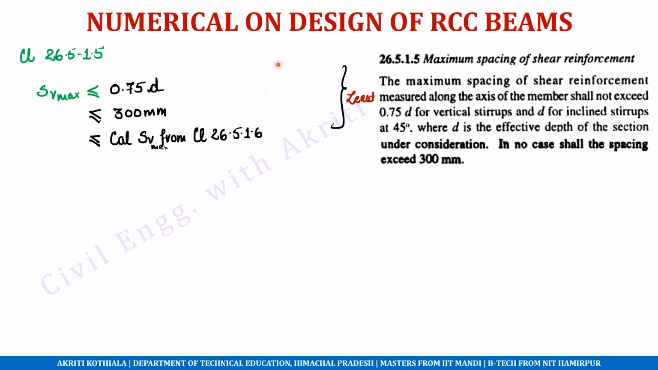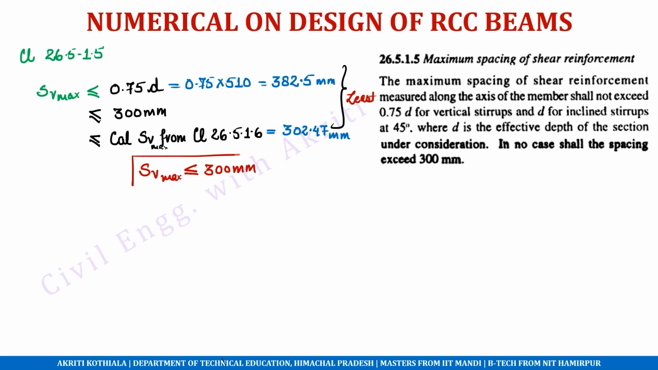So 0.75D calculates to be equal to 382.5 mm. The next is 300 mm, and from clause 26.5.1.6 we have 302.47 mm. So we will take the least value and maximum SV will be less than equal to 300 mm. So the maximum spacing which we can provide between our stirrups is 300 mm.